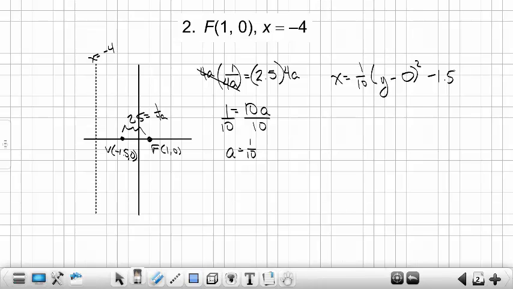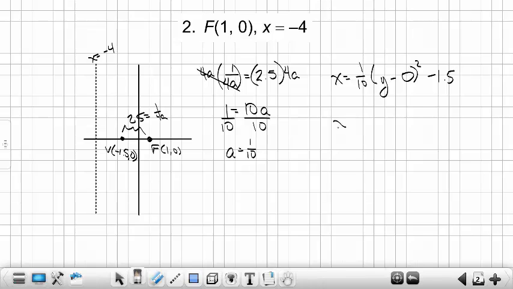Question, Sydney? I thought you started talking. I just said Y squared. Oh. So we figured out the A if we have 1/10 of A. It's going to be Y minus the Y value of the vertex we found. That's our K.